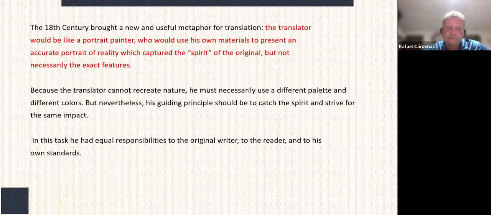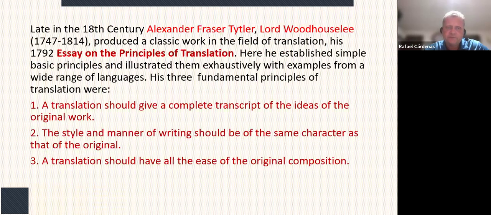So in the late 18th century, these are other names that resonate in translation: Alexander Fraser Tytler, Lord Woodhouselee, 1747 to 1814, produced a classic work in the field of translation. For example, his essay on the principles of translation, he established simple basic rules and illustrated them with examples. The 3 fundamentals are: 1, a translation should give a complete transcript of the ideas of the original work.